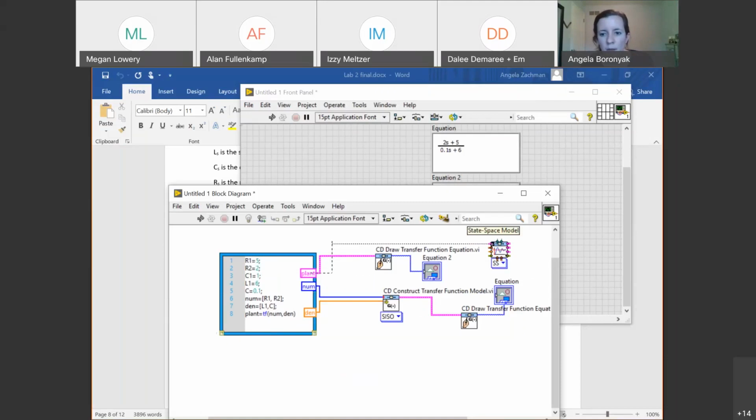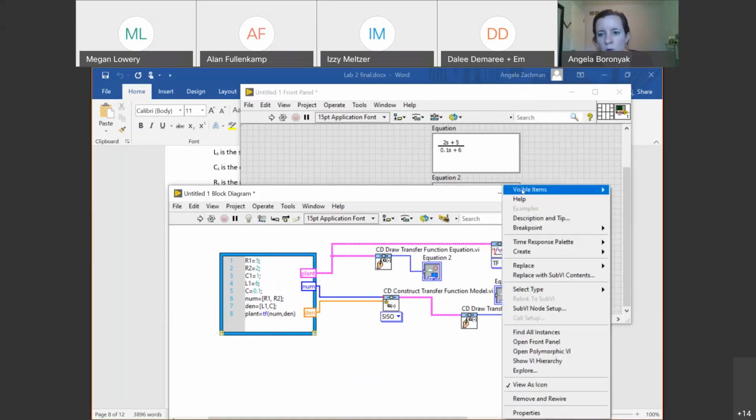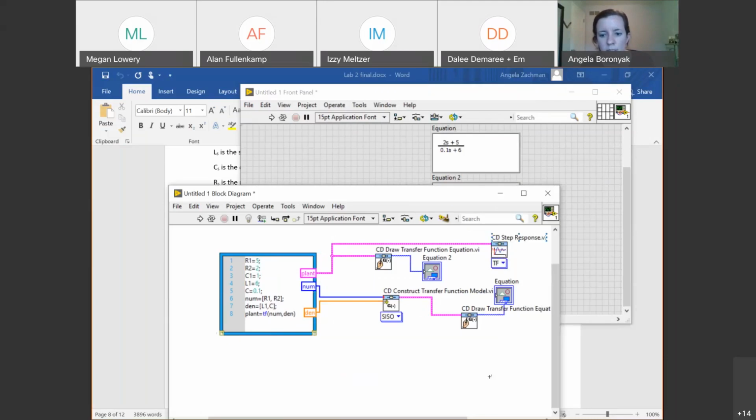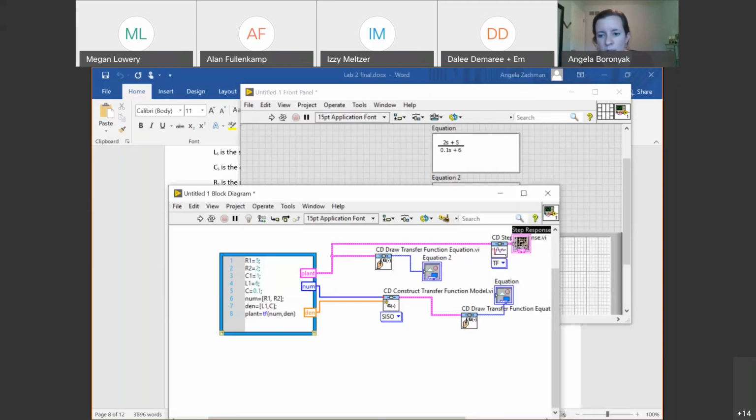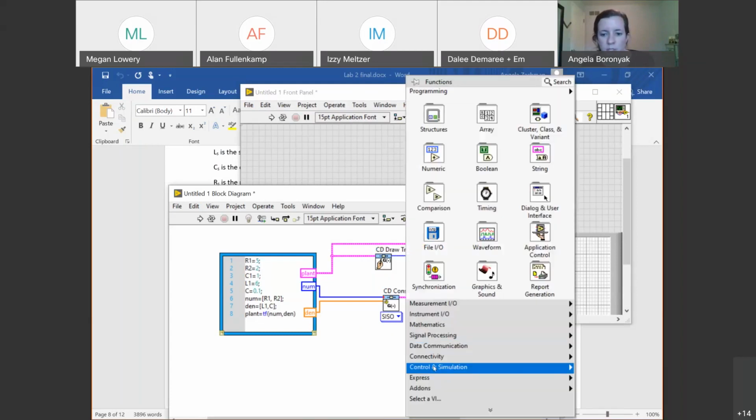I'm going to wire that state space model to here. That's my step response, and I want that as a graph. So I click on the output and say create indicator for it. Anytime you have an output of a LabVIEW icon that you just want to see on your front panel, right click on that output and say create indicator. My step response. The other thing I want to look at, besides your equation, you do need to display your equation to make sure it's written the way you thought it should be, is your Bode response, your frequency response.